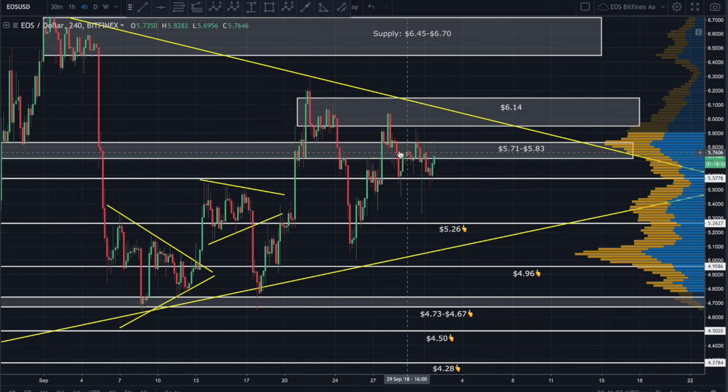I'm not saying it's going to. I'm just saying this is why I'm getting so interested right here. This is the zone I expect to see a major rejection, or I expect to see us finally break above it and possibly break this bearish pattern that we've been in here.